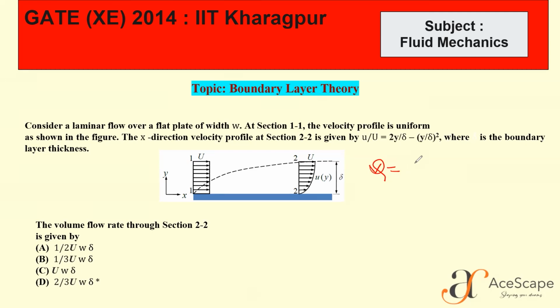So Q is the volume flow rate that is being asked. We know that it is nothing but area into velocity, right? And here area can be written as width W into thickness. If you take an element at a distance y, whose thickness is dy, right?